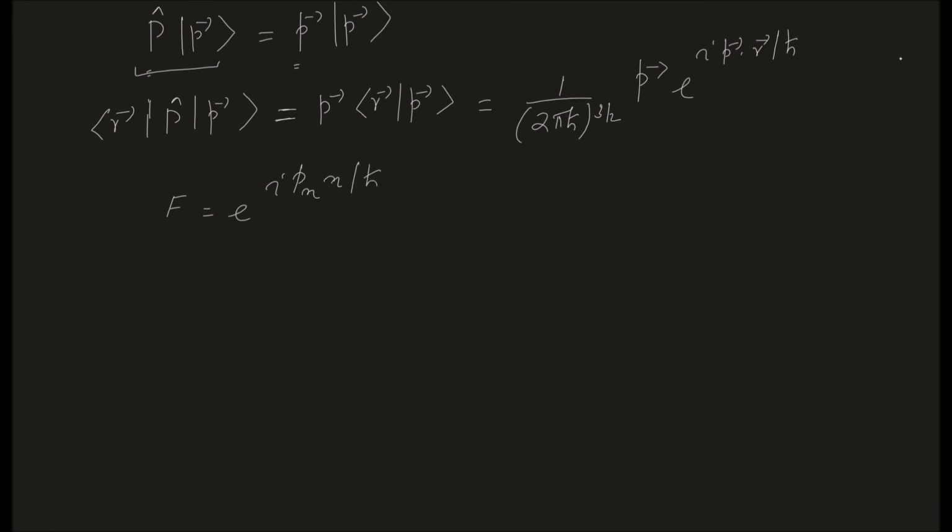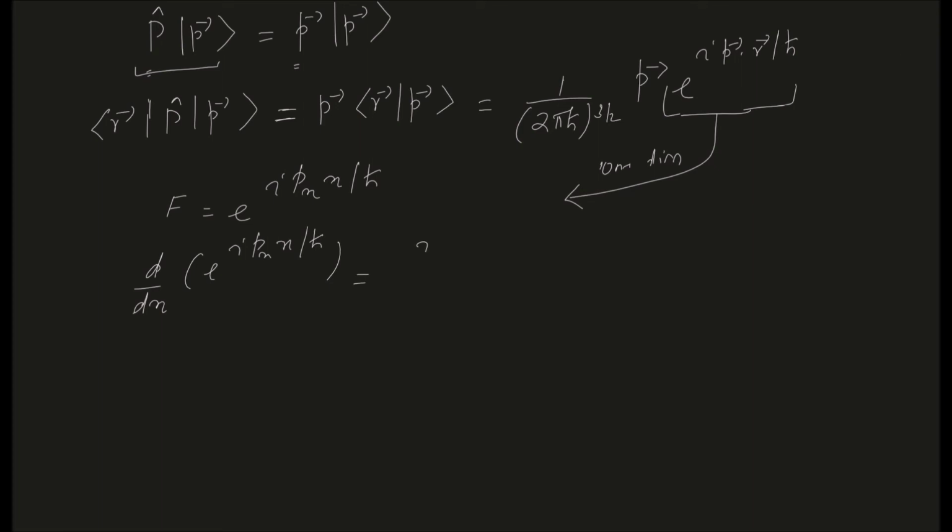So this is basically what I have considered here, the one-dimensional form of this exponential, let's say e raised to i p x into x by h cross. So let's put it as some function like f. Then let's differentiate it with respect to x. So d by dx of e raised to i p x into x by h cross.